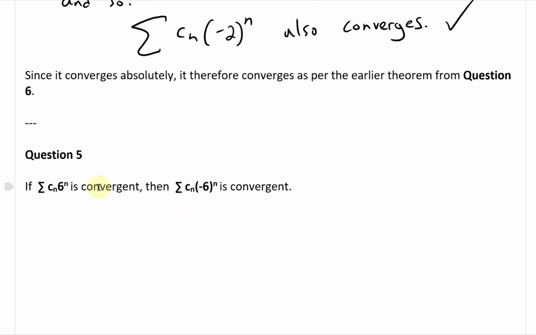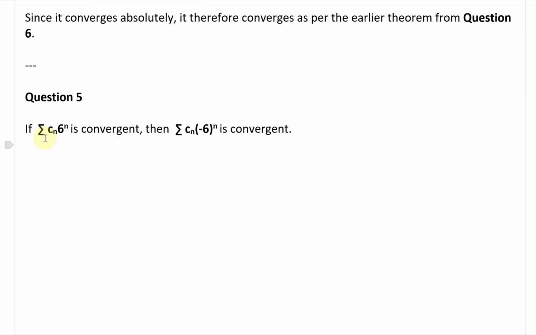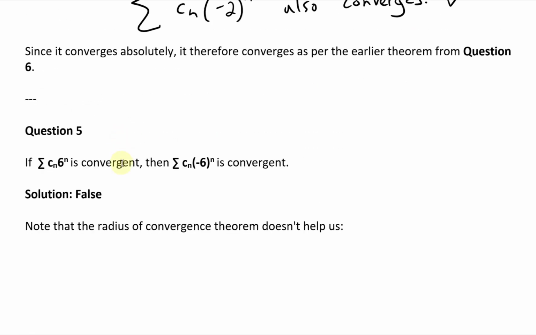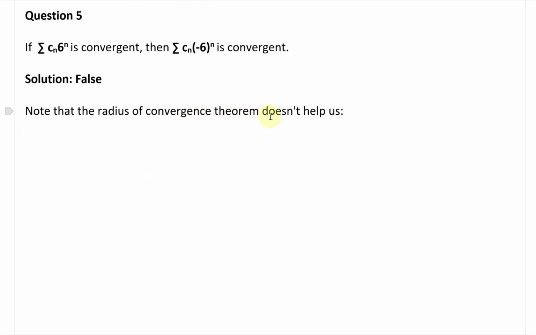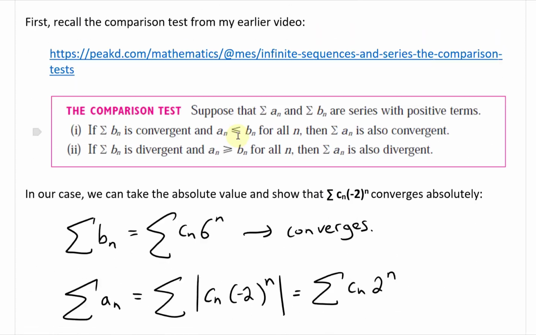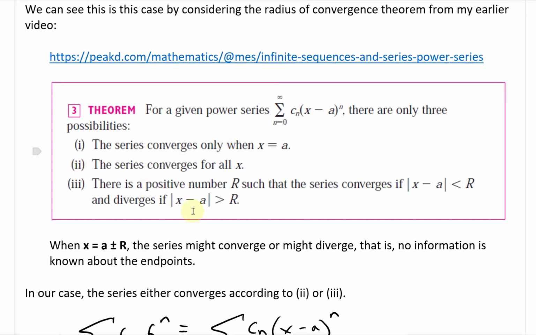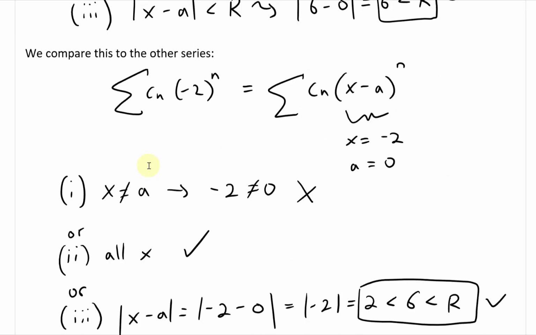Very interesting. So now let's take a look at question 5, and this one states, if the series summation of Cn times 6 to the power of n is convergent, then the series Cn times negative 6 to the power of n is convergent. All right, so let's take a look at the solution, and this is in fact false, and let's go over this. So note that the radius of convergence theorem doesn't help us, so we can't get some useful info from it, and we can take a look at that.